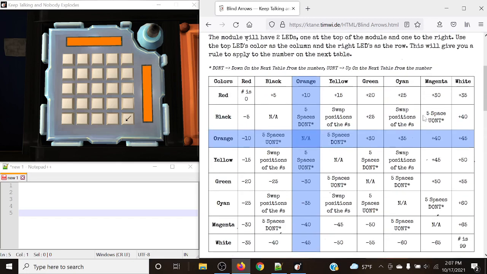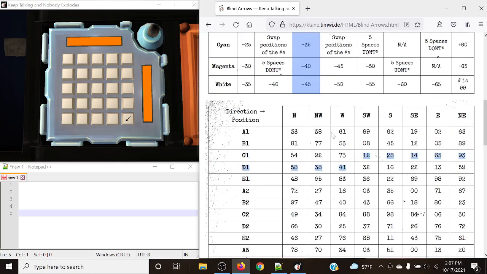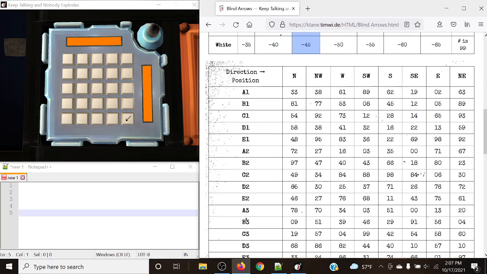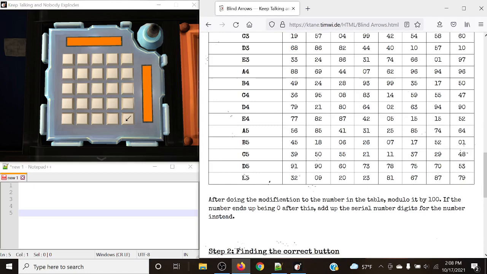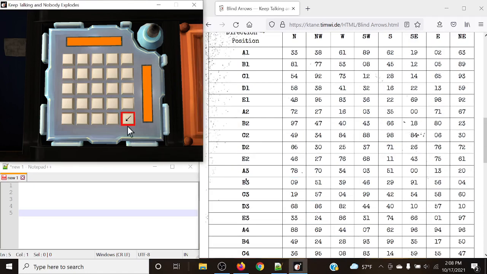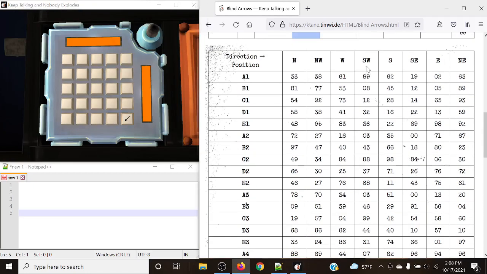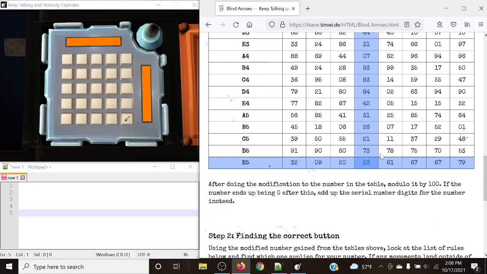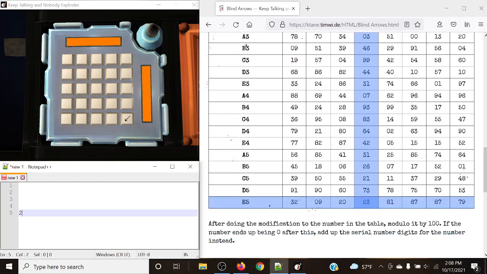Normally we would get a specific number to add or subtract, or some other special rule that we would have to do, and we would base it off of the starting number that we get from the second table. The columns up here refer to the direction the arrow is pointing, and the rows refer to the position on the grid. In this case, this is Echo 5, and the arrow is currently pointing southwest. So let's take a look here. That number currently is 23.